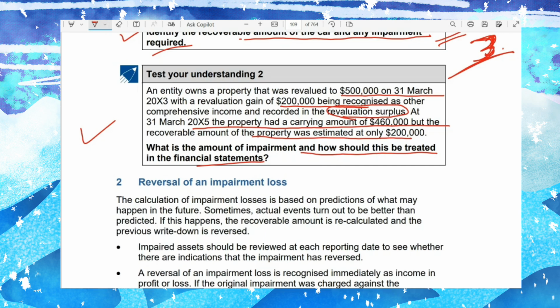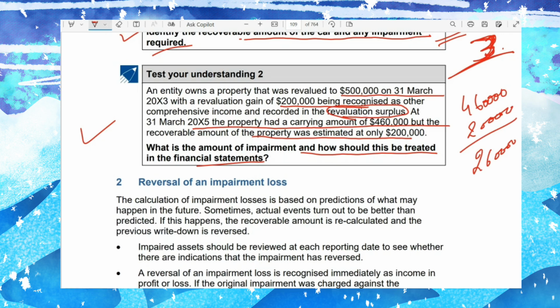Out of this, we will immediately net off the 200,000 revaluation surplus that was there in our comprehensive income. We will net it off from 260,000, and 60,000 we will book in the income statement, charged to the statement of profit and loss immediately as an impairment of this asset. This is the way you will treat it in your books of accounts.